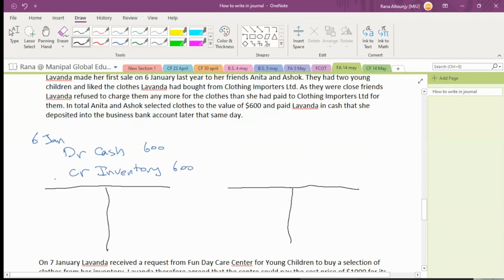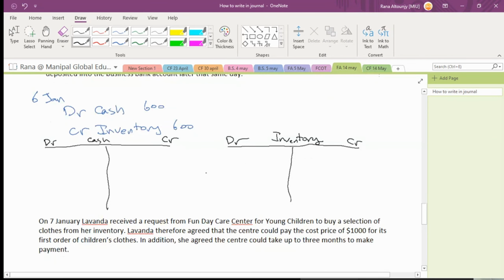So we have cash, which is inventory. As you know, we have to transfer like this. In the cash, we transfer to which side? Cash is written in the debit side, so we should transfer the other side of the transaction to its debit side. Inventory is in the credit side, so we have to transfer the other side of the transaction to its credit side. So we put like this.